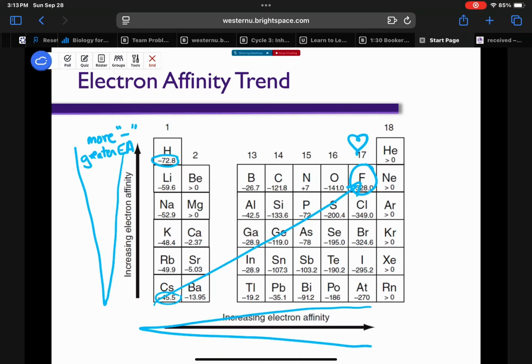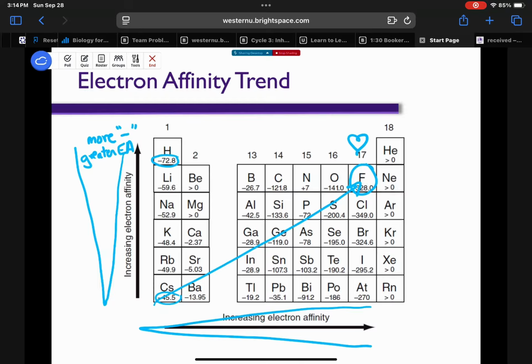Why? Well, as we go across the periodic table, we know, I've just lost the word. What's the term? The Z star. Effective nuclear charge is increasing. Those atoms are getting smaller, so getting an extra electron has a real great impact on them. Meanwhile, over here, they're larger, lower effective nuclear charge.